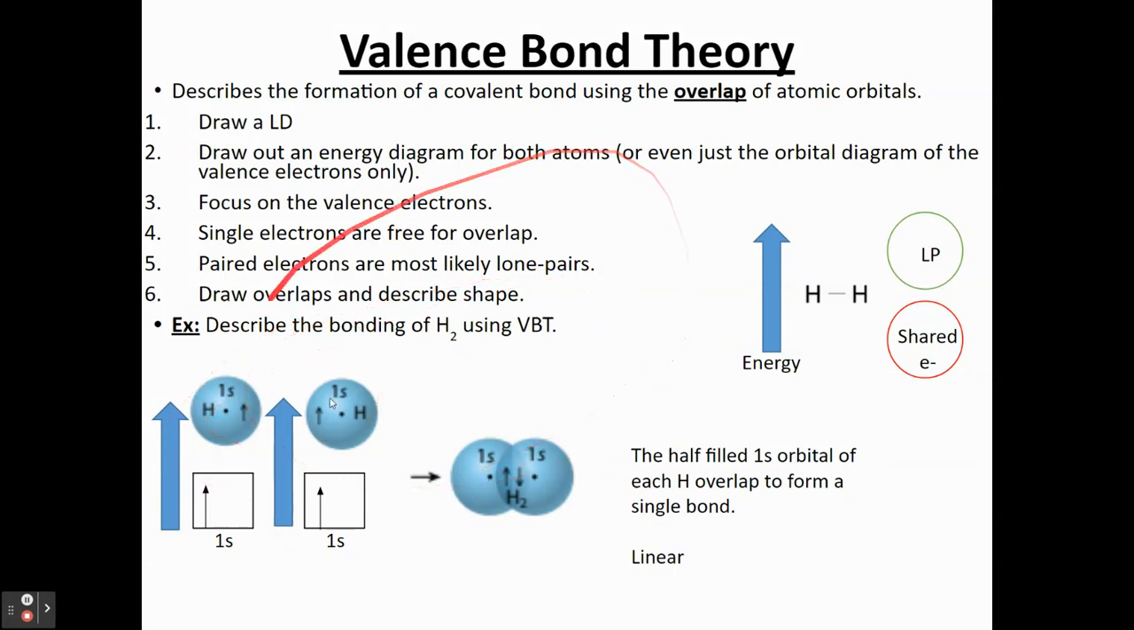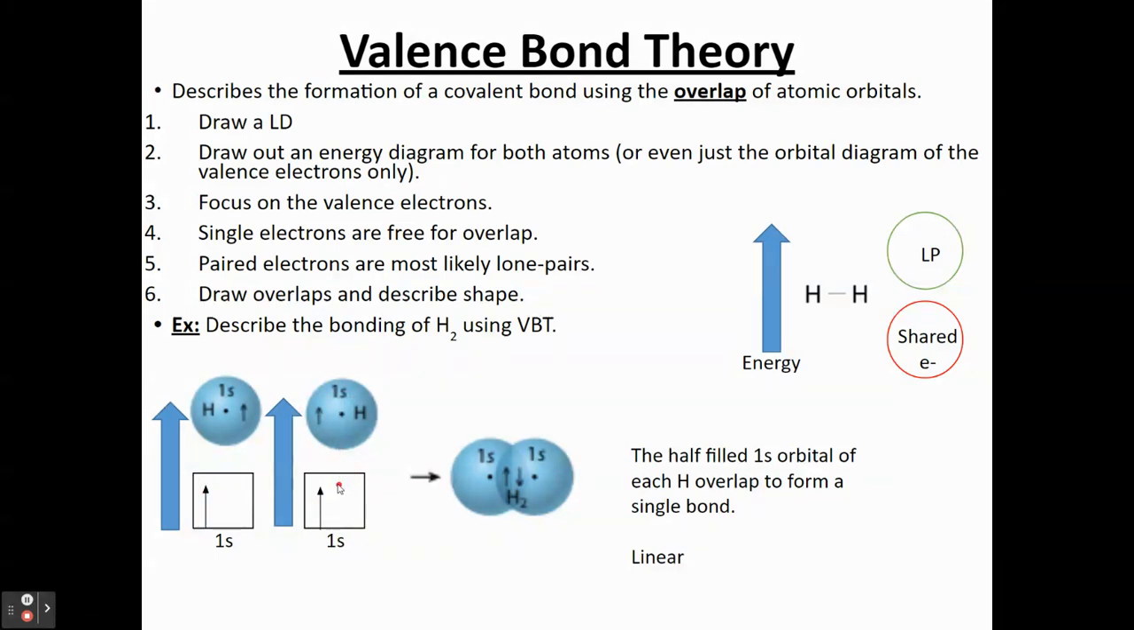So you can see in this little figure over here that we want to show the bonding between the two hydrogen atoms to make the H2 molecule. And so what we typically do is we'll draw a little energy level diagram to show the arrows involved in the valence shell, the electrons involved in the valence shells of each atom. So we have one arrow up here.